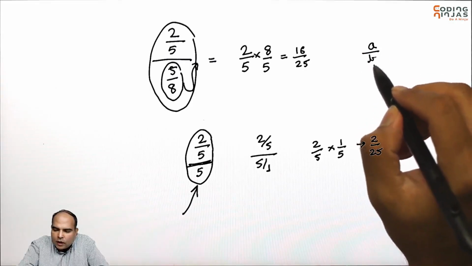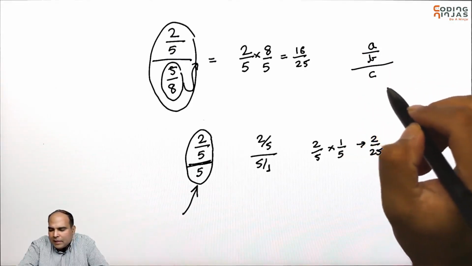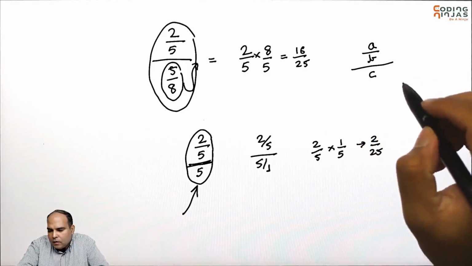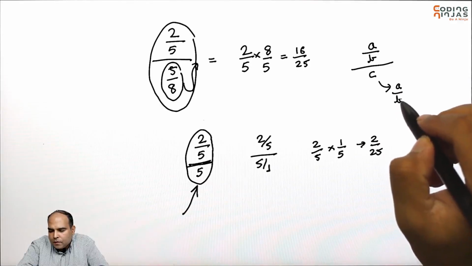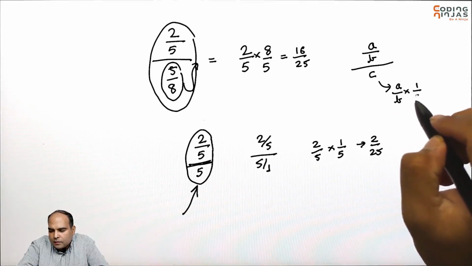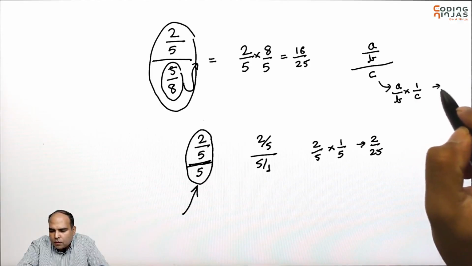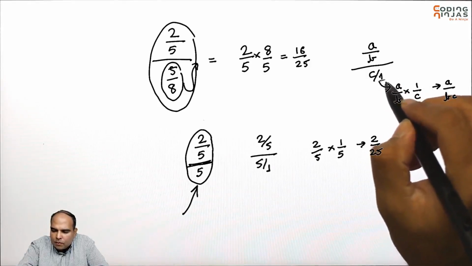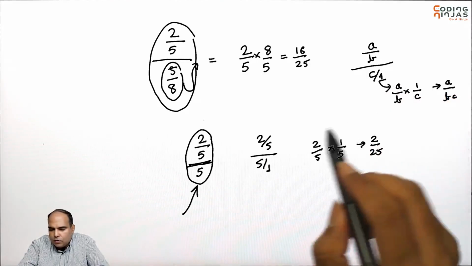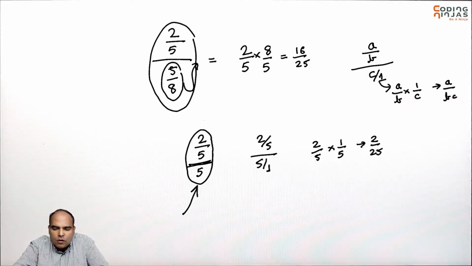So in general form, if a by b is divided by c, this value converts to a by b into 1 by c. So it converts to a by bc, because what you visualize here is that this number is actually c by 1. So using the same principle as we saw earlier, you can get this done, right?